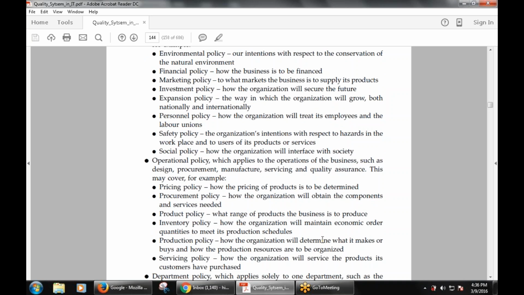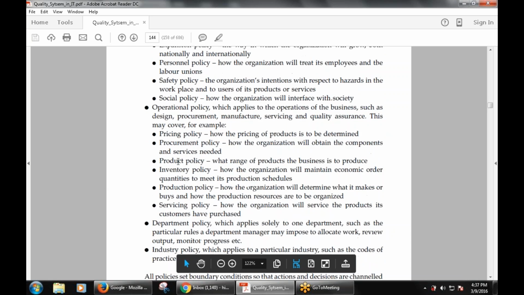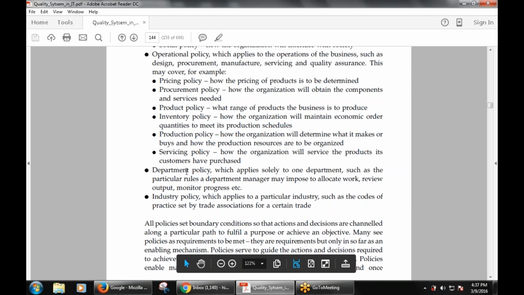And there is a product policy, inventory policy, production policy, servicing policy. That is how the organization will service the products to the customers that have purchased. Whatever the customers have purchased is handled by the corporate policy covered under the servicing policy. That is how we are providing the service. There may be a department policy, and there may be an industry policy that is applied to a particular industry, such as the course of a practice by the trade or association for a certain trade.